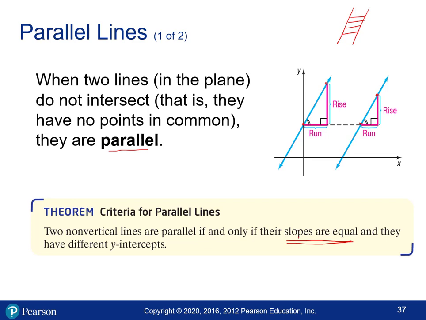So are the slopes the same? Then your lines are parallel. This extra part about different y-intercepts is just so you know that you don't have the same exact line. If you have the same slope and the same y-intercept, well then it's just a single line being repeated.